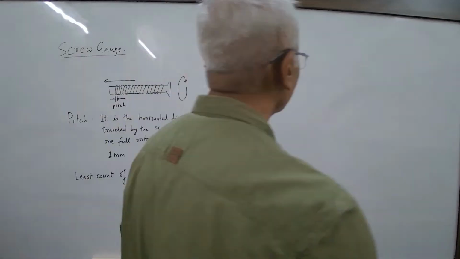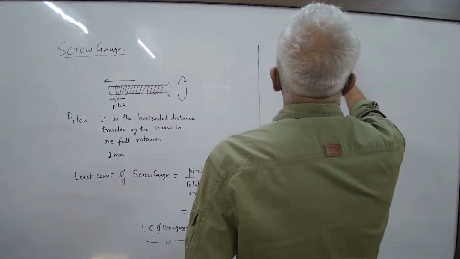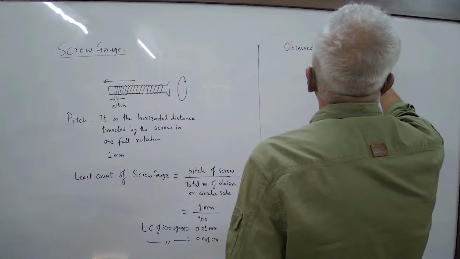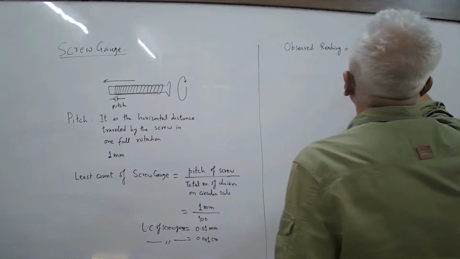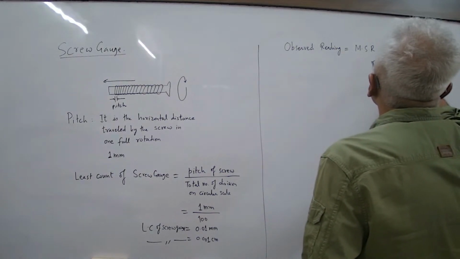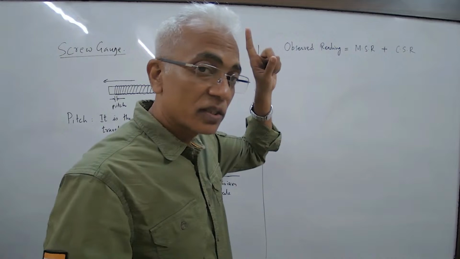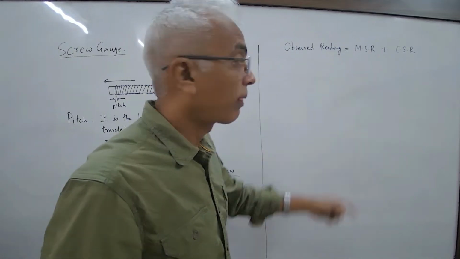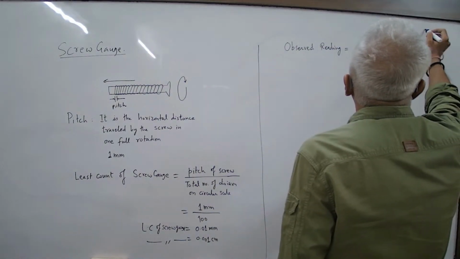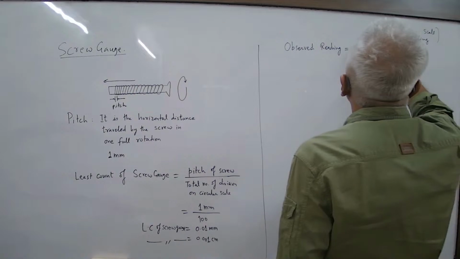ठीक है, तो इसमें भी कैसे मेजरमेंट लेना है? So observed reading होगा मेन स्केल रीडिंग प्लस सर्कुलर स्केल रीडिंग. जैसे वहां पे वर्नियर स्केल था, यहाँ पे क्या है? सर्कुलर स्केल. ठीक है, सीएसआर का मतलब ये, एमएसआर का क्या है? मेन स्केल रीडिंग.